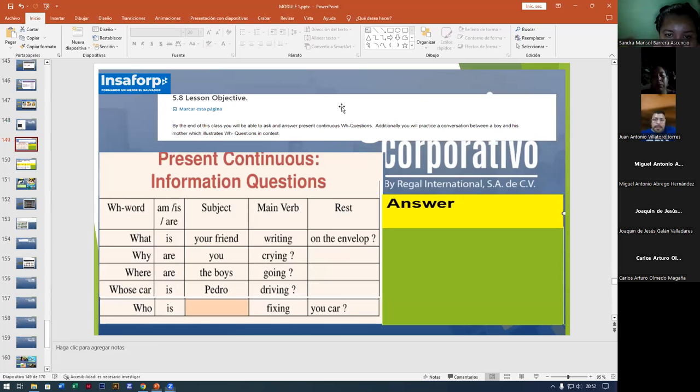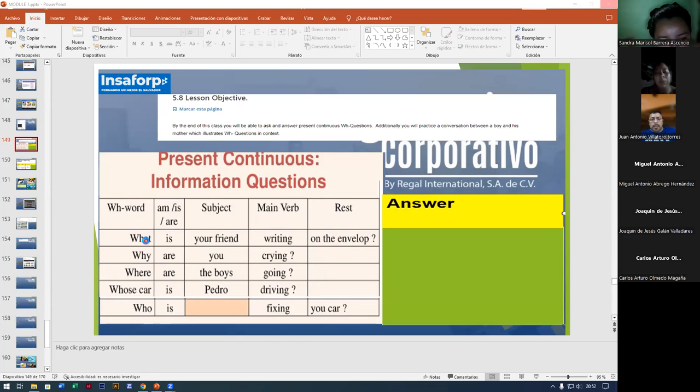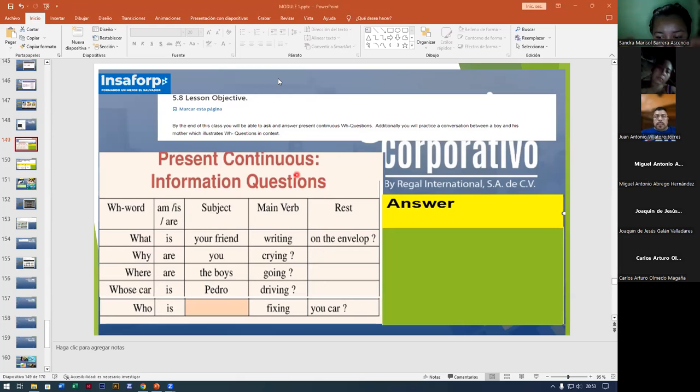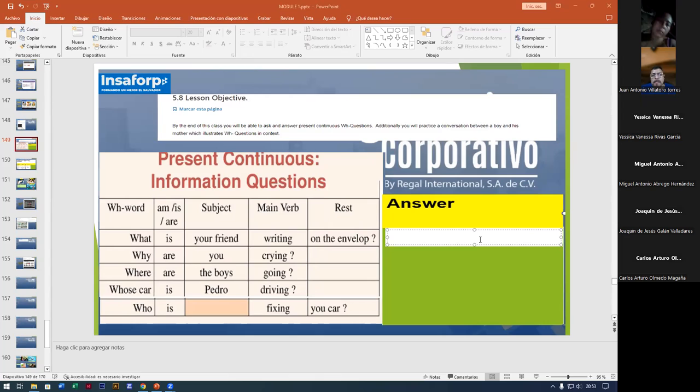Let's have some examples here. Remember that with present continuous, we need to investigate something very specific that depends on the WH word that you have. For example, if you have the case, what is your friend writing on the envelope? A specific what? So tell me, what is it possible to write? What is your friend writing on the envelope? What's a possible answer? In this case, we don't answer like a yes or no, right? Because you don't investigate if affirmative or negative.